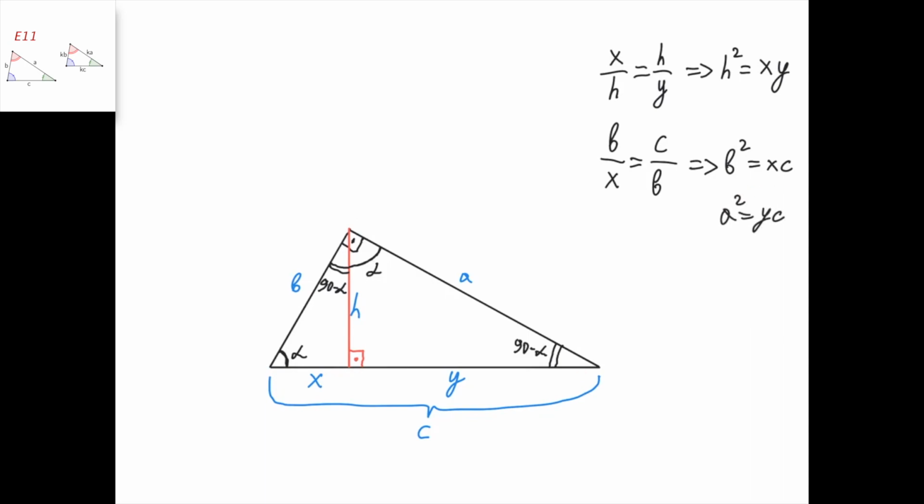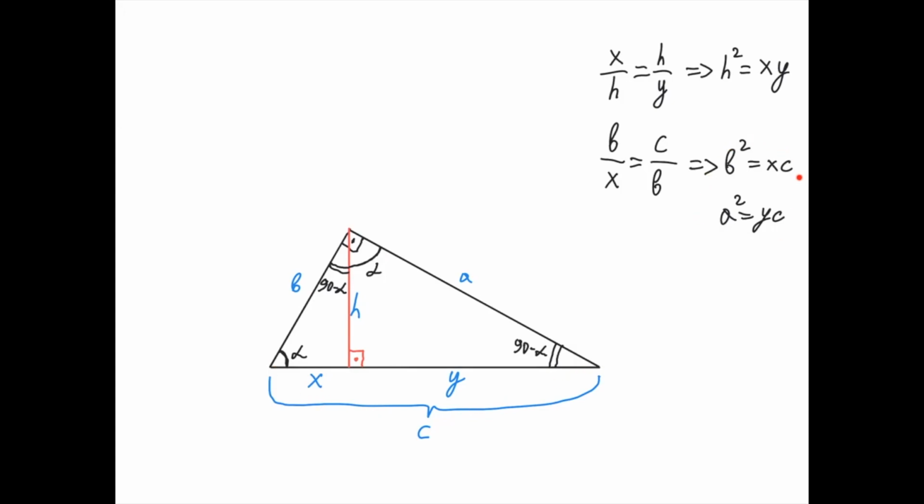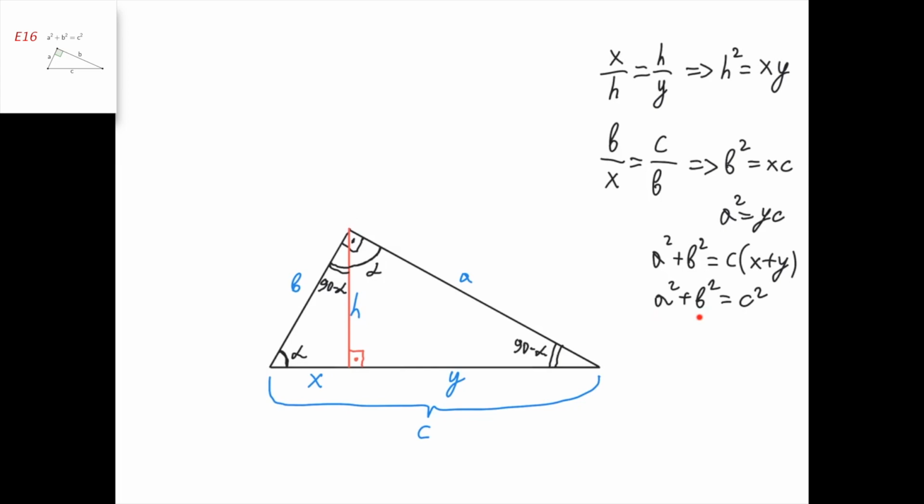And similarly, a squared equals y times c. And now that we get these two equalities, we can add them together and get that a squared plus b squared equals c times (x plus y) from here. But now x plus y, on the picture you can see it equals c. And so a squared plus b squared equals c squared, which is the Pythagorean theorem.